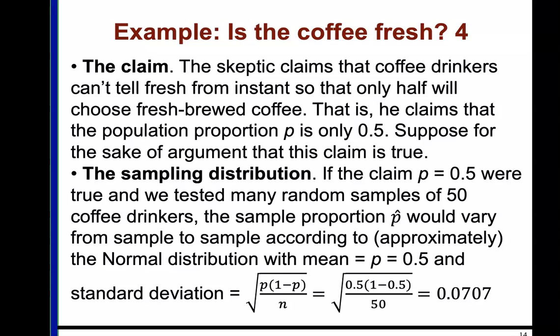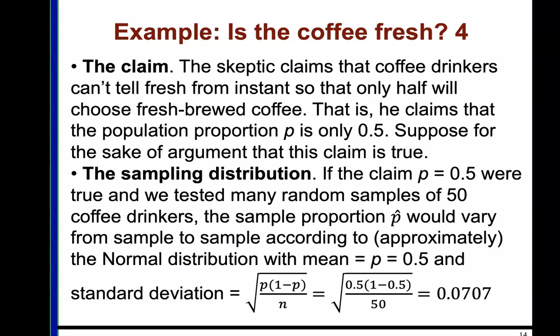So when we do a hypothesis test, it's a test of significance in your textbook. Hypothesis test is also what these can be called in other textbooks. But there's 4 steps. The first one is you make some claim. So in this example, the skeptic claims that coffee drinkers can't tell from instant, and so only half would choose the fresh brewed coffee. So here, the claim is that the population proportion is only 0.5. So you're going to make some claim about the population parameter. And that's essential here. Your claim is something about the population.